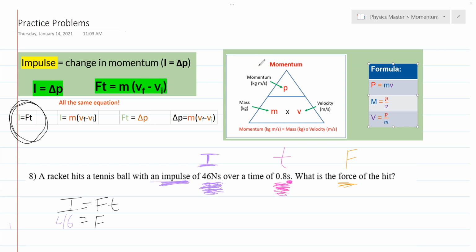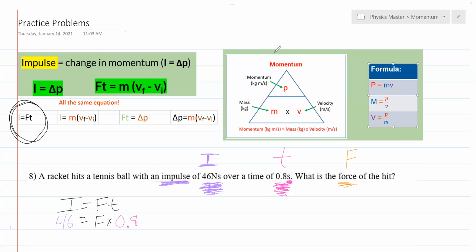All right. So this is F times T since they're next to each other. Can you tell me if we have a number for T? Natalie, can you tell me if we have a number for T? Yes, thank you. 0.8. Thank you, Natalie. All right, 0.8.